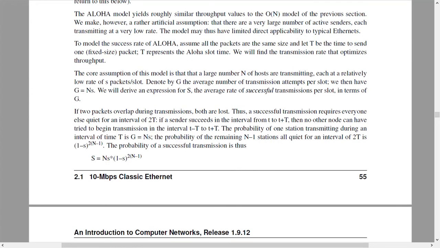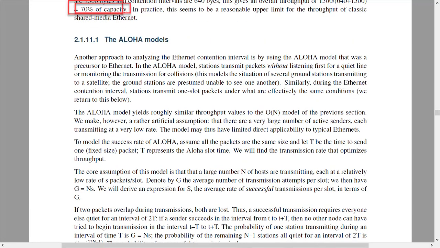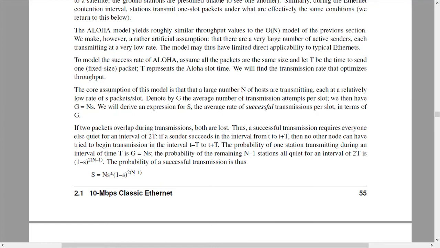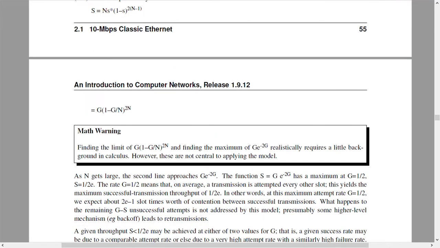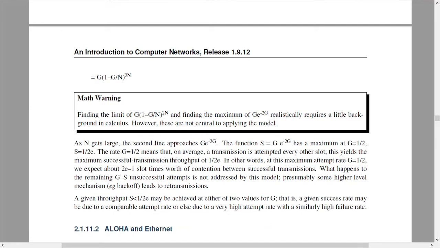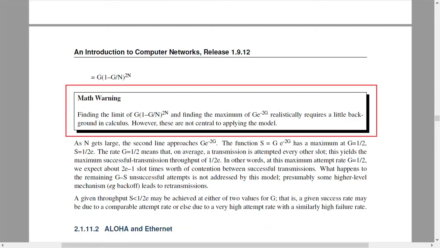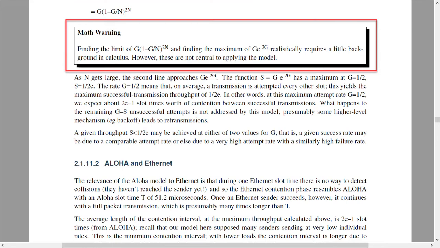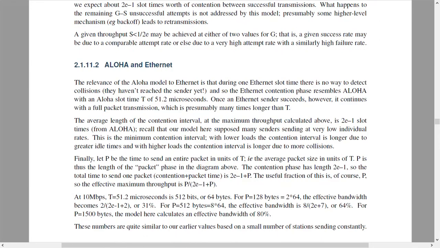Again, there's a bunch of formulas here. Don't worry about the formulas, okay? The formulas are not important. Math warning, yeah, okay. So yeah, if you guys solve this, I'll be really impressed. However, I'm not asking you to. These are not central to applying the model. You do not need to. We do not ask that. All you have to know is that as time gets larger, the time gets shorter. Okay.